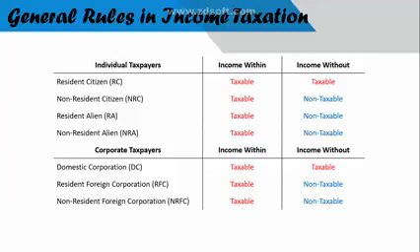Okay, again, for the general rules in income taxation, individual taxpayers would be the resident citizen, non-resident citizen, resident alien, non-resident alien. Okay, NRA. So there are acronyms that will be used, so kindly familiarize yourselves with them: RC, NRC, RA, NRA. They are common in class and you will encounter them later in the problems.